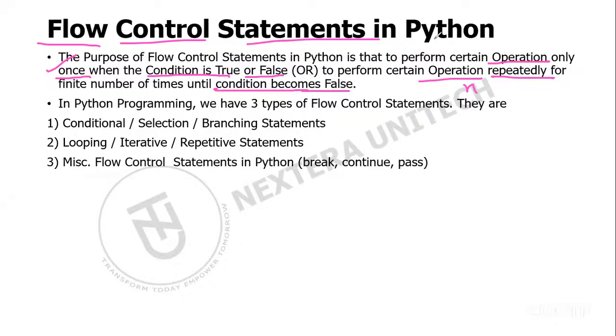These flow control statements in Python are of three types. What are they? They are conditional or selection or branching statements. I repeat, conditional or selection or branching statements. This is the first type of flow control statements. Then the second one is looping or iterative or repetitive statements. So in short, they are nothing but looping statements. And the third type of flow control statements is miscellaneous flow control statements. And they are break, continue, and pass.